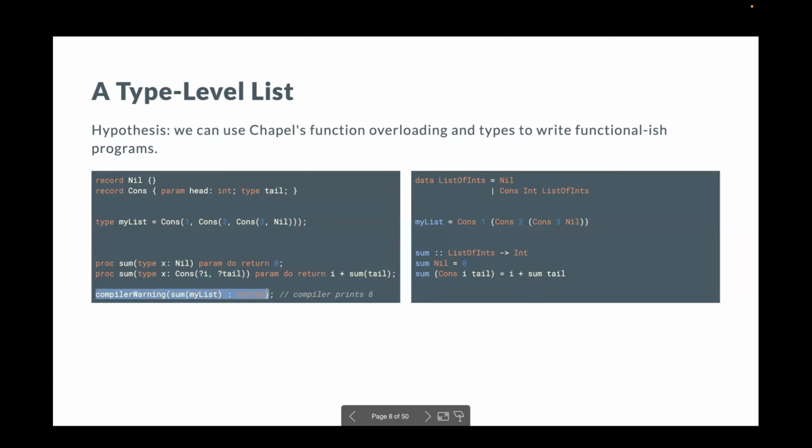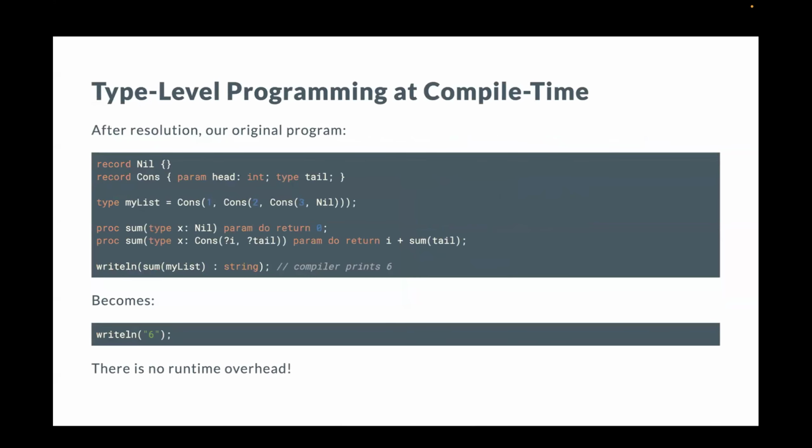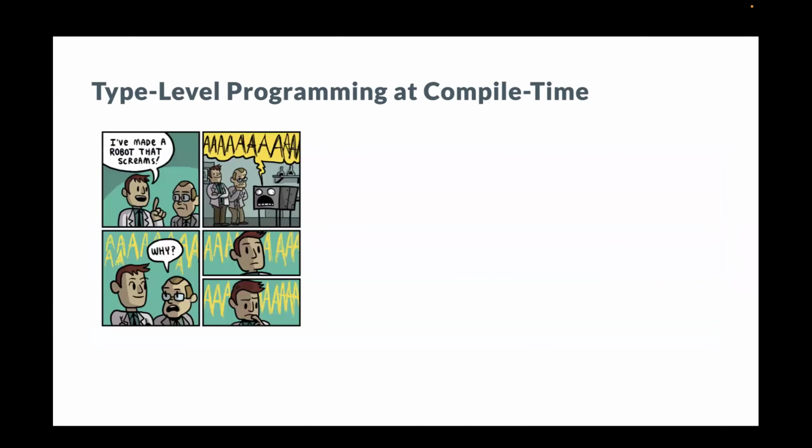And if I then issue a compiler warning, which proves to you that this is actually done at compile time, I can have the compiler print the number 6, indicating that it actually evaluated this code. And although this original program is fairly convoluted, or at least non-trivial, this program becomes at compile time replaced with the number 6. And this indicates that there's actually no runtime overhead to all of this machinery that we did. It's just the same as compiling writeln 6 in the end.